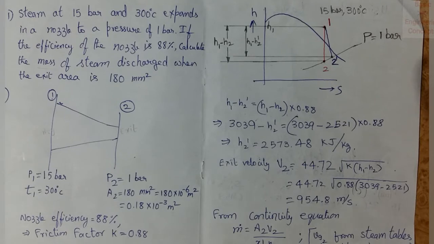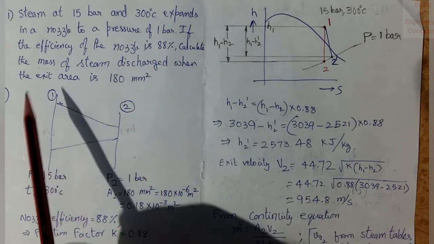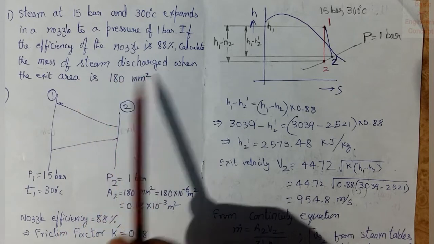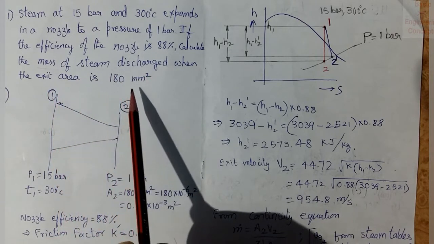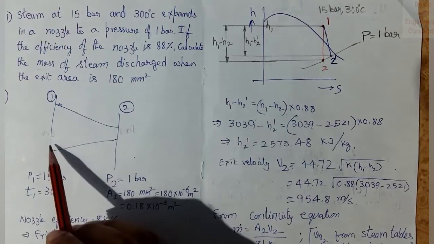Steam at 5 bar and 300 degrees centigrade expand in a nozzle to a pressure of 1 bar. If the efficiency of the nozzle is 88%, calculate the mass of steam discharged when the exit area is 180 mm square. So, what are the conditions at the entry?